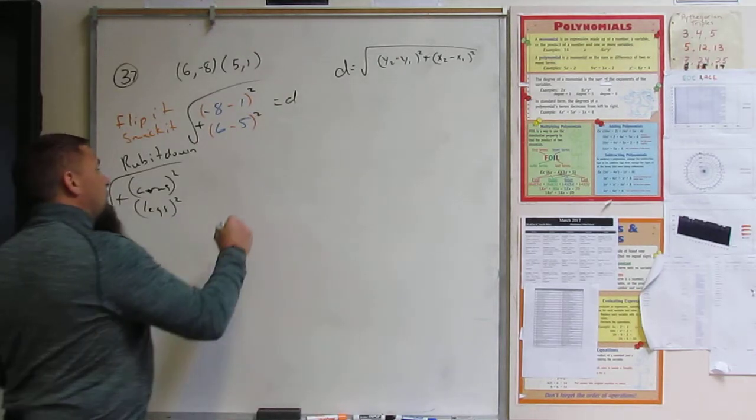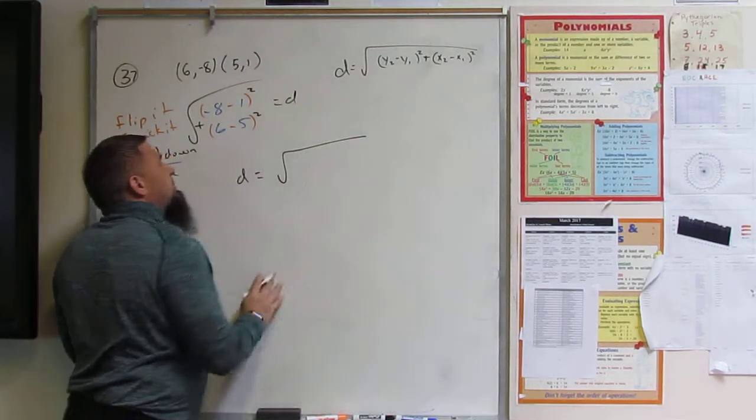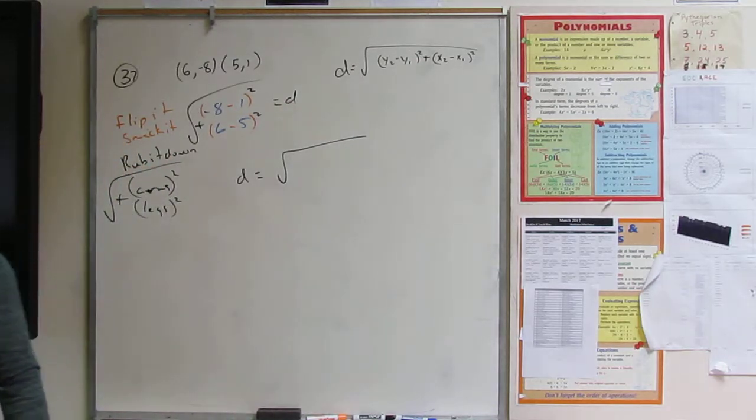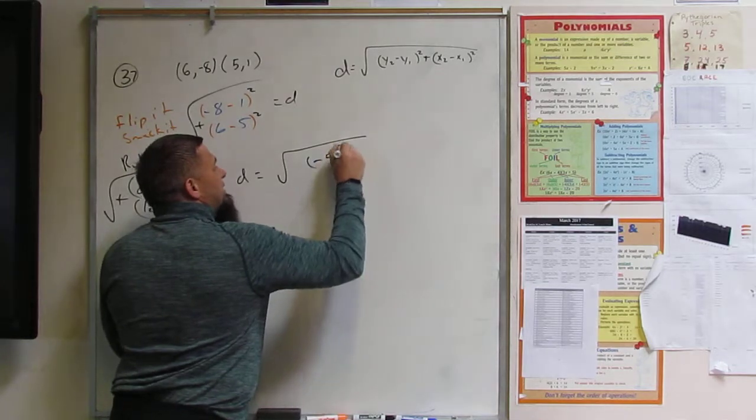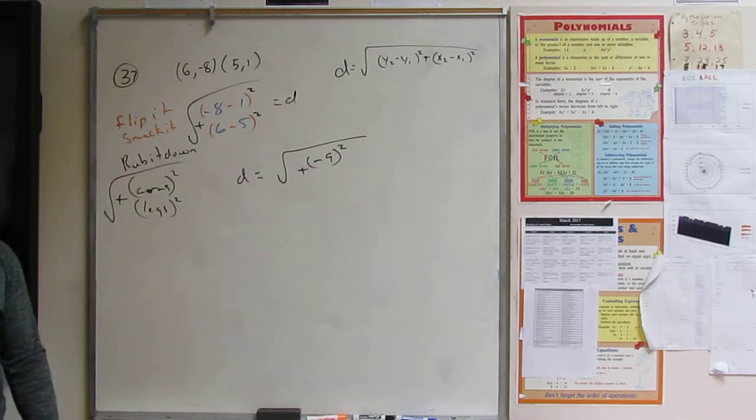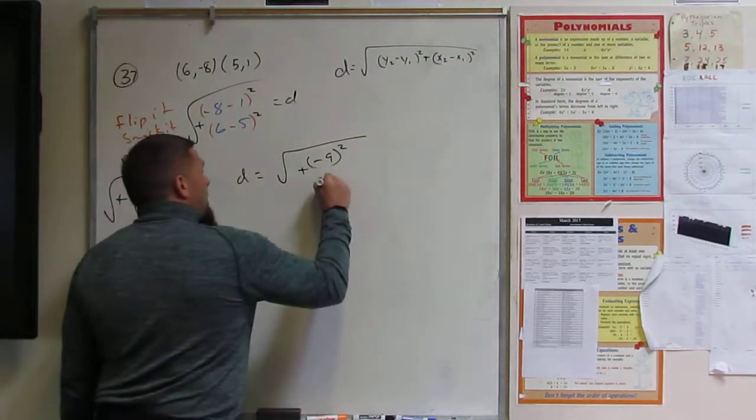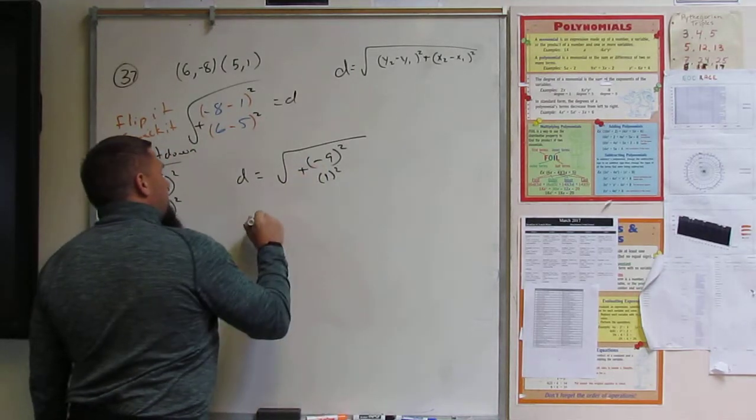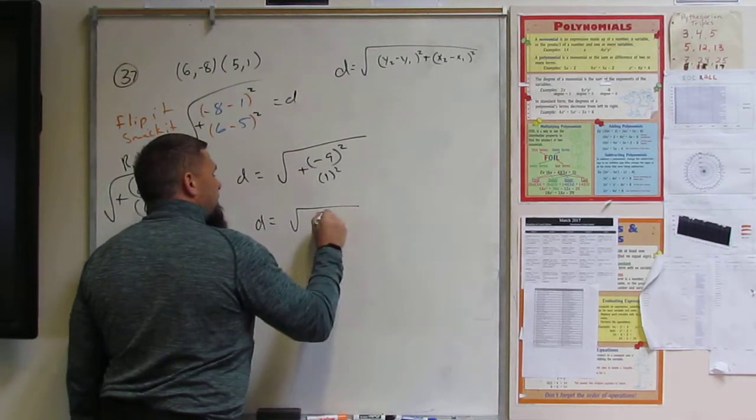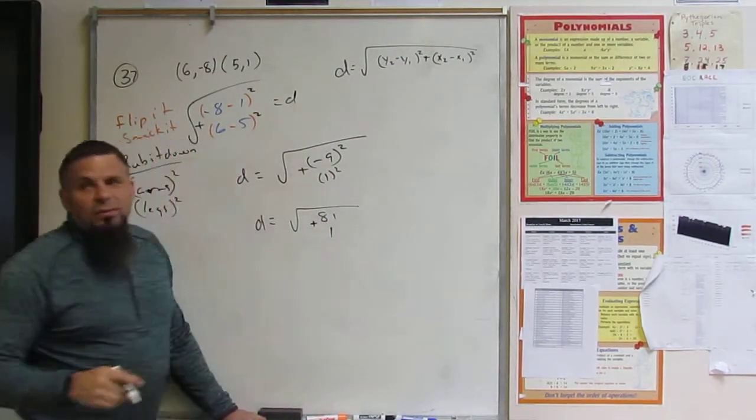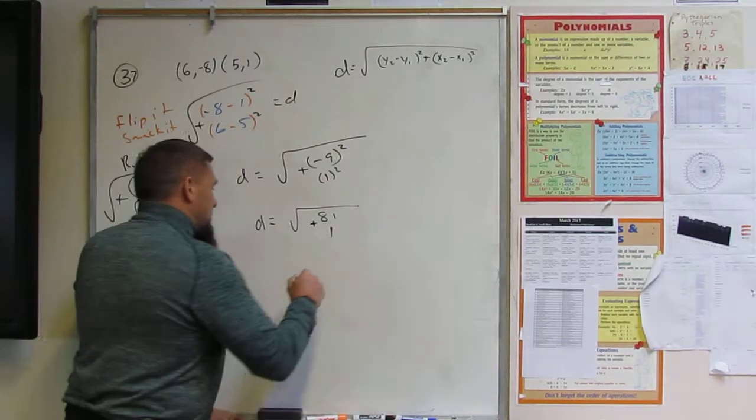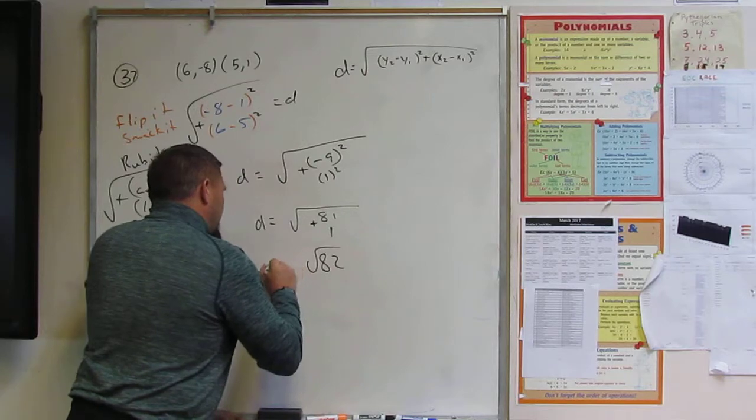So d is equal to the square root of, what's negative 8 minus 1? Negative 9. And that's squared plus, what's 6 minus 5? 1. And that's squared. So what is 9 squared? 81. And what's 1 squared? Well, that would be 1. What's 81 plus 1? That would be 82.